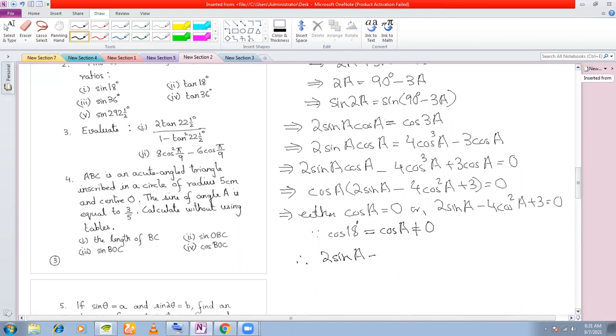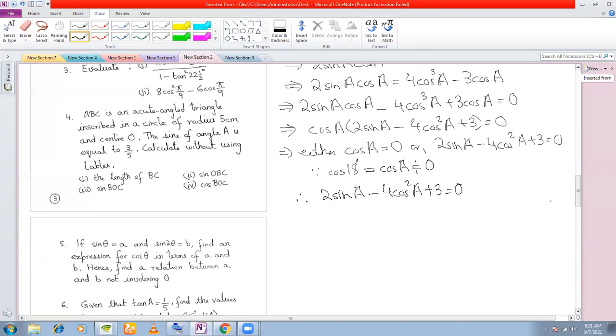2 sine A minus 4 cos square A plus 3 must be equal to 0. Now, see here we have a sine and a cos, right? So, you convert this cos square here to a sine square. Get 2 sine A minus 4 times 1 minus sine square A plus 3 is equal to 0. That means now if you multiply everything, you get 2 sine A minus 4 plus 4 sine square A plus 3 is equal to 0.